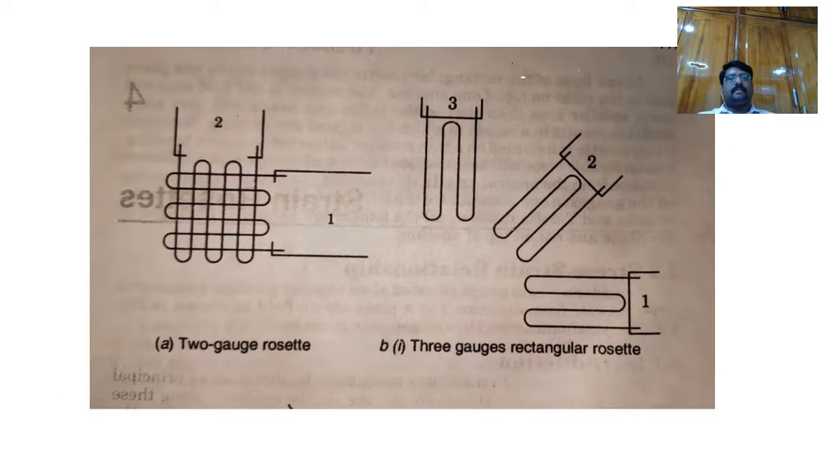This is the arrangement of a 2-gauge rosette. The first strain gauge is arranged at 0 degrees, and the second strain gauge is arranged at 90 degrees. Similarly, in the 3-gauge rectangular rosette, the first strain gauge is at 0, this is at 45 and this is at 90. So with three different angles we arrange the strain gauges. In the 2-gauge rosette, these two strain gauges are overlapped with each other, and similarly we can overlap the three strain gauges one above the other.